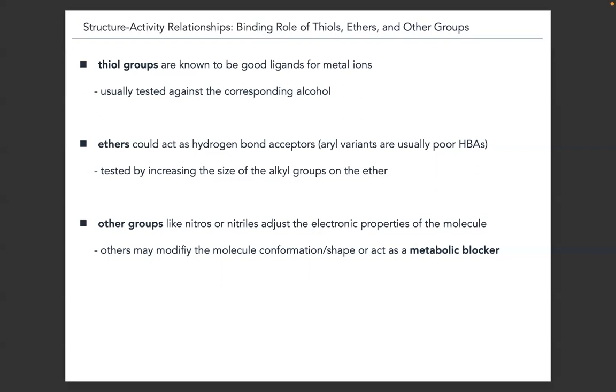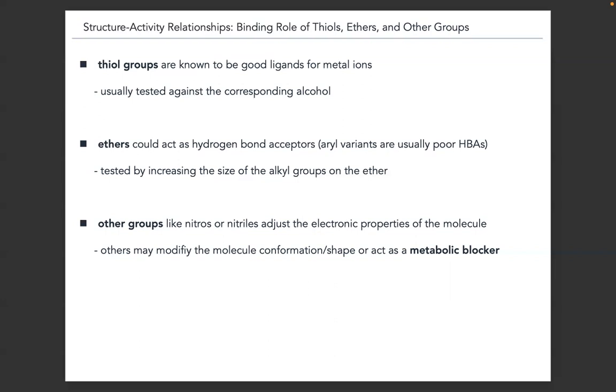Ethers could act as hydrogen bond acceptors. The aryl variants are usually poor hydrogen bonding acceptors, and it's worth taking a minute to figure out why that is. If you do the resonance structures of, let's say, phenol versus just an alkyl ether, you'll start to see why you're pulling electron density away from that oxygen. And how is it usually tested? Like I was saying before, it's tested by increasing the size of the alkyl groups on the ether, typically.